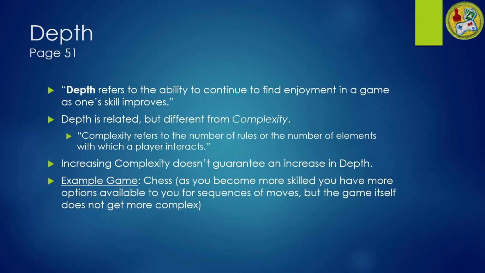Our example game is chess. As you become more skilled in chess, you will find you have more options available to you for sequences of moves. But the game itself does not get more complex and stays as basically pieces on a board.